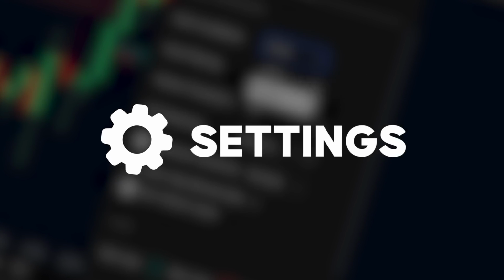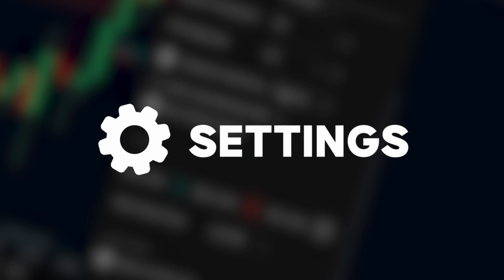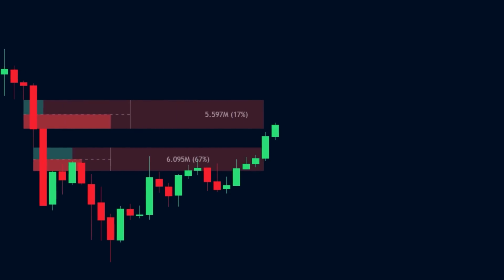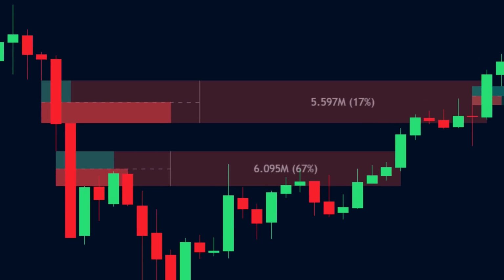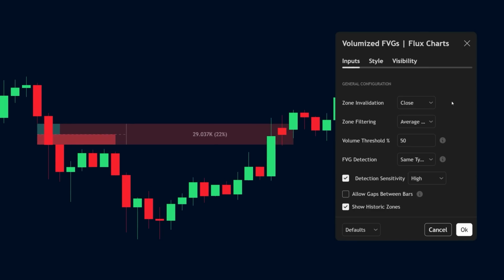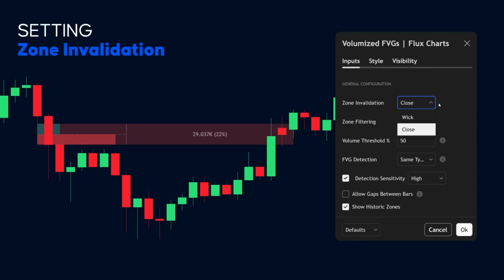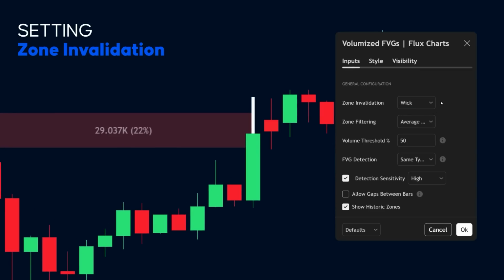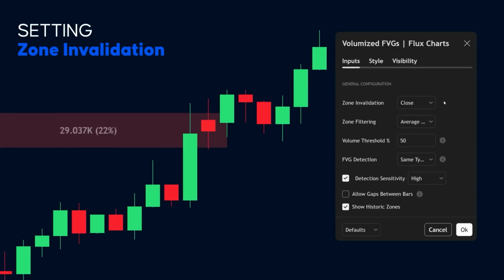Before we look at any real chart examples, we need to walk through the indicator's settings. How you configure this indicator determines whether you're just plotting fair value gaps or actually finding the ones worth trading. Here's how to dial it in. First, under zone invalidation, choose wick or close as the condition for invalidating a zone. Wick means the gap fails the moment price cuts through the far side. Close means a candle has to fully close past that side.